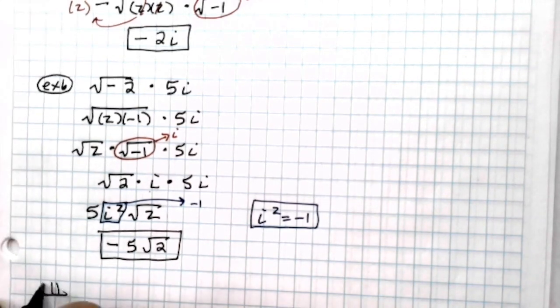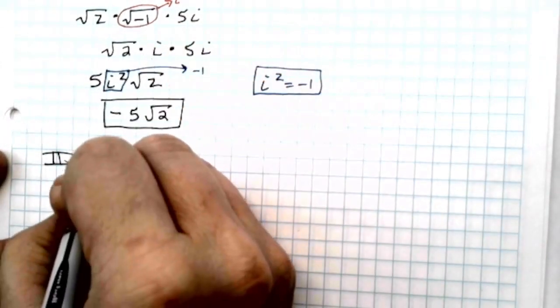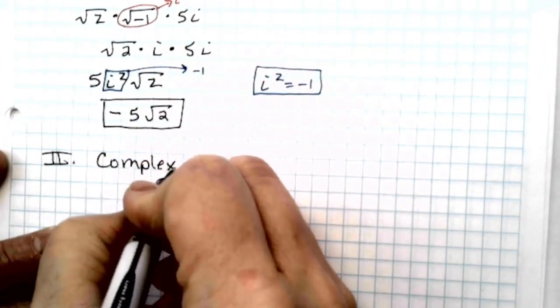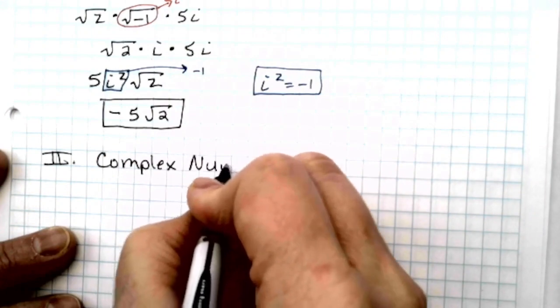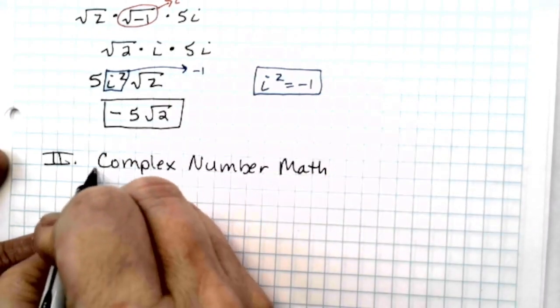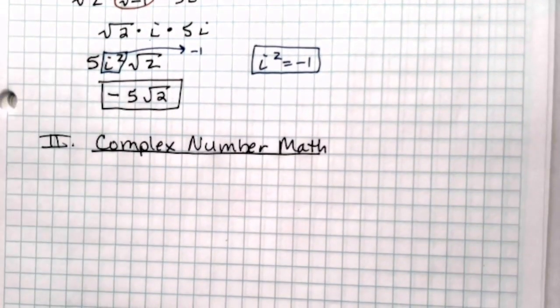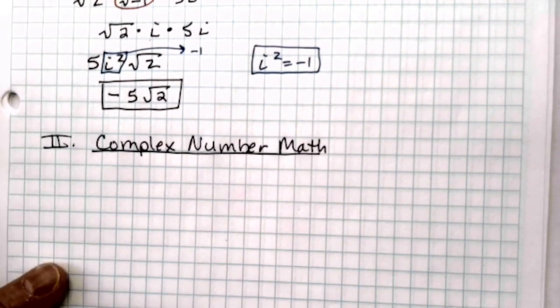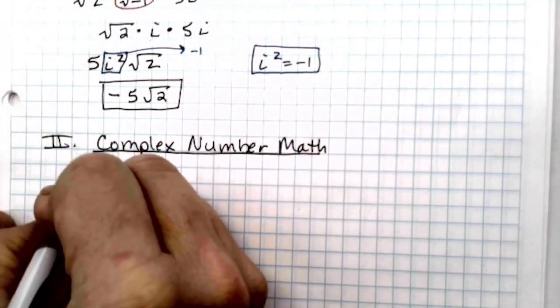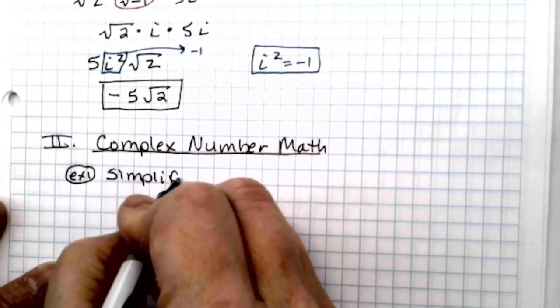All right, Roman numeral 2. We're going to do some complex number math. And complex number math is really the same exact math that you would do with x's. The only difference is if you get an i squared, you have to replace. Otherwise, these are just like simplifying anything else. There isn't anything fancy.